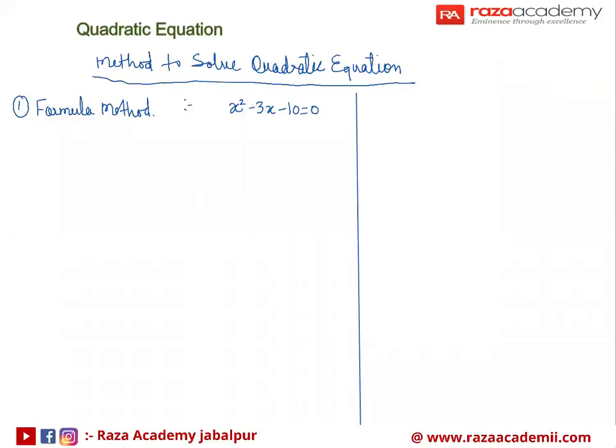Here we go. So we are solving a quadratic equation using the formula method. First of all, we will compare this given equation with the standard equation. So on comparing with the standard equation, which is ax square plus bx plus c equals to 0.